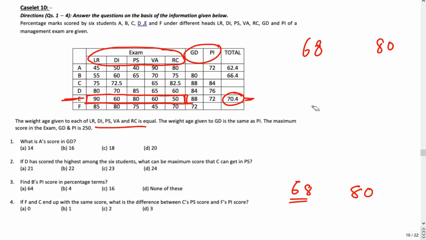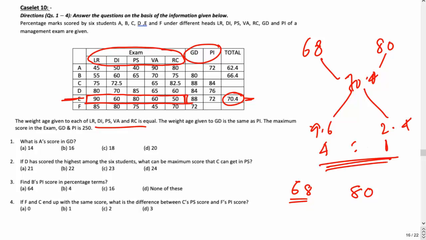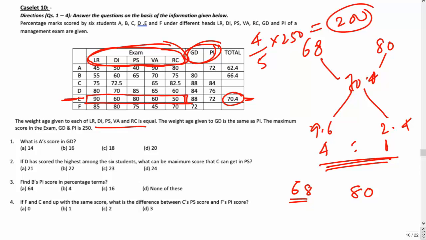Wait, this you can see is 70.4 overall average. This is 9.6. If you apply the alligation, it is 2.4. It means it is coming out to be 4:1. The meaning of this is that these 5 subjects are carrying 4 times as much weight as these 2 subjects. So now you can understand that these 5 subjects will have 4 by 5 of the total marks on them. So these 5 subjects will be carrying 200 marks, equally distributed.